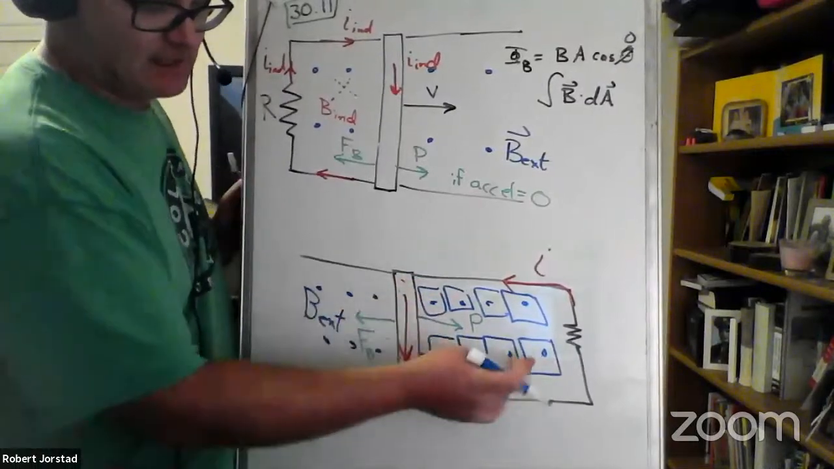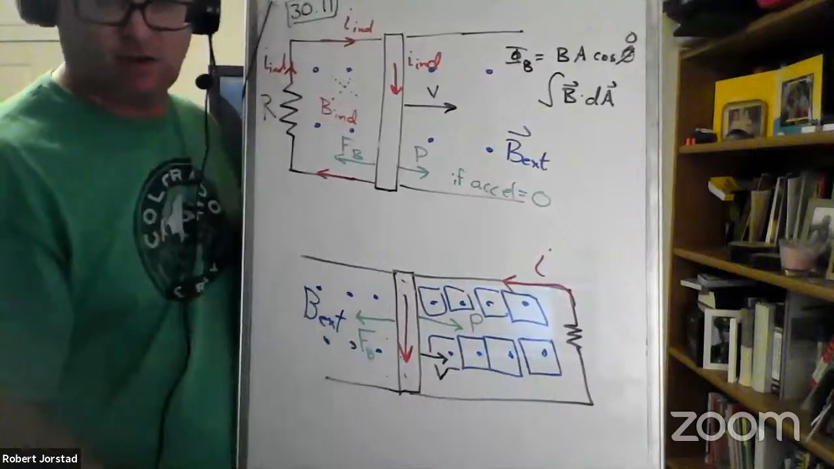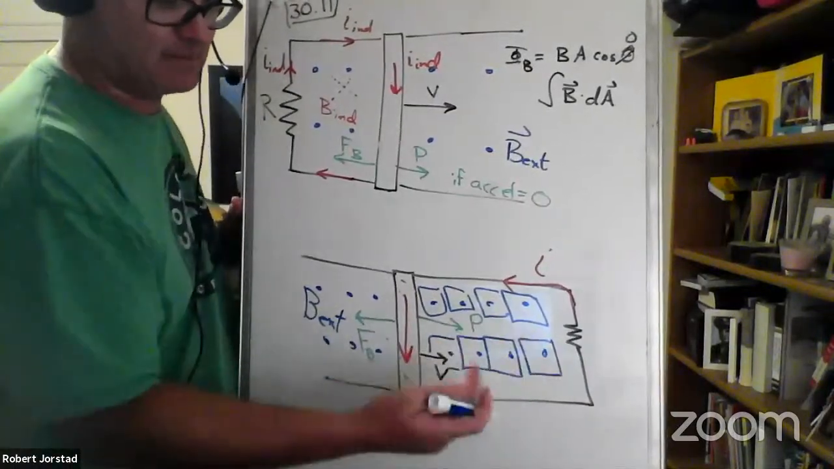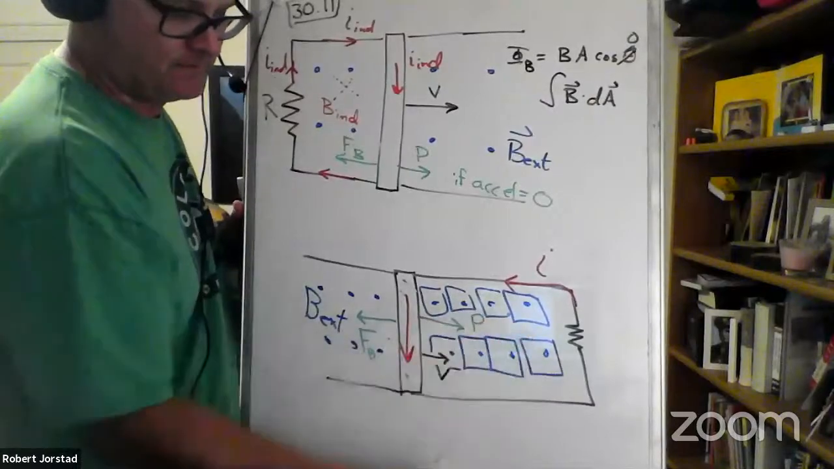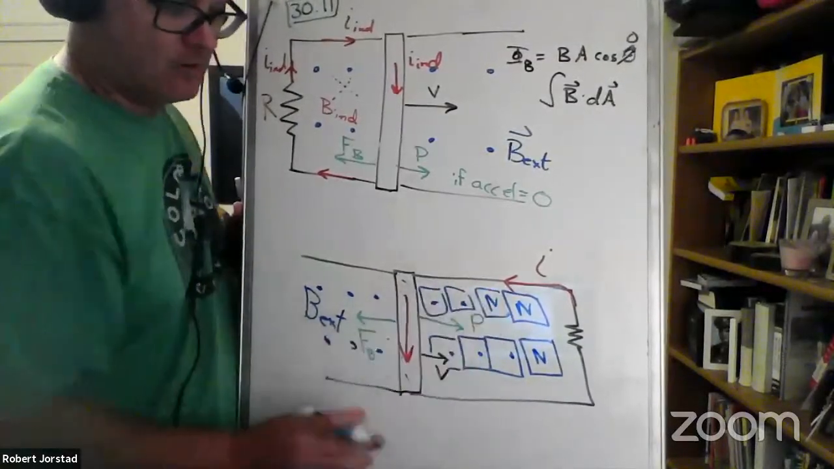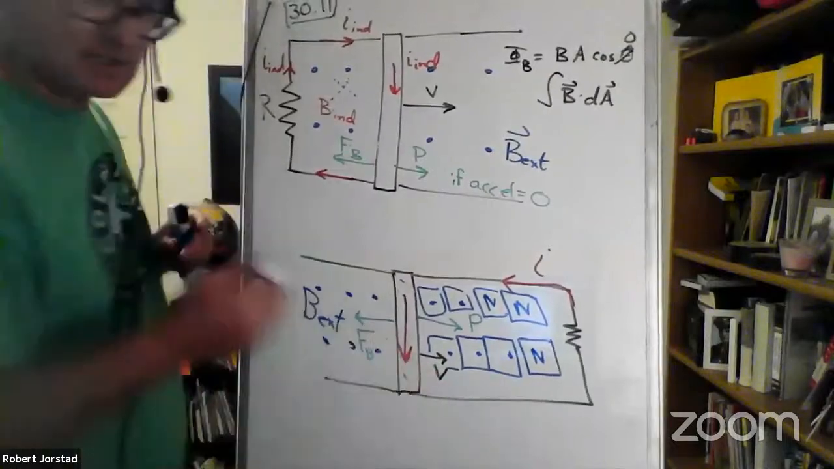So let me ask you here, if this is out of the page, are those magnets a North Pole or a South Pole if the field is out of the page here? Is it North Pole on top or South Pole? North on top. So this is a bunch of North Poles here. Okay. What if we redid this experiment like this?